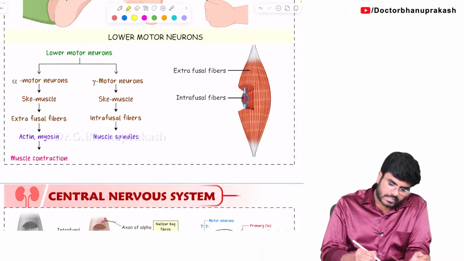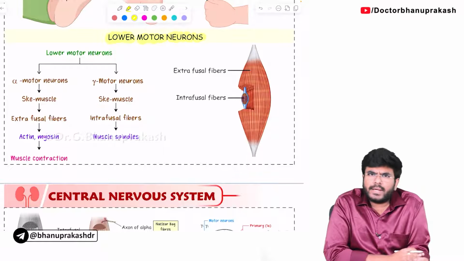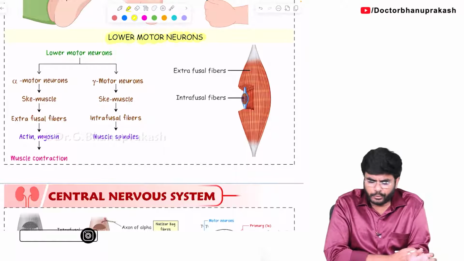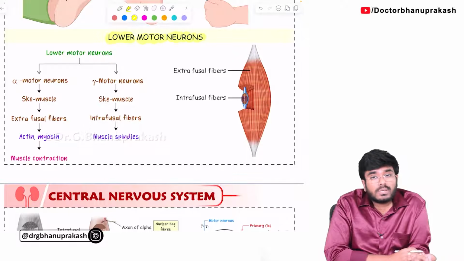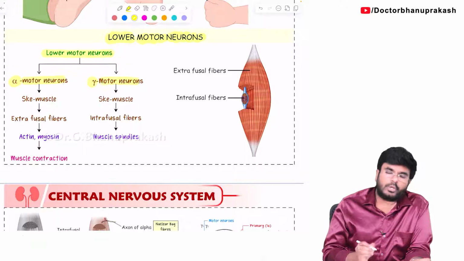Welcome back guys. Now let's discuss the types of lower motor neurons. You already know lower motor neurons arise from where? Lower motor neurons arise from the spinal cord, from the ventral horns of the spinal cord. Now these lower motor neurons are further divided into subtypes. Look here, lower motor neurons are divided into alpha motor neuron and gamma motor neuron.